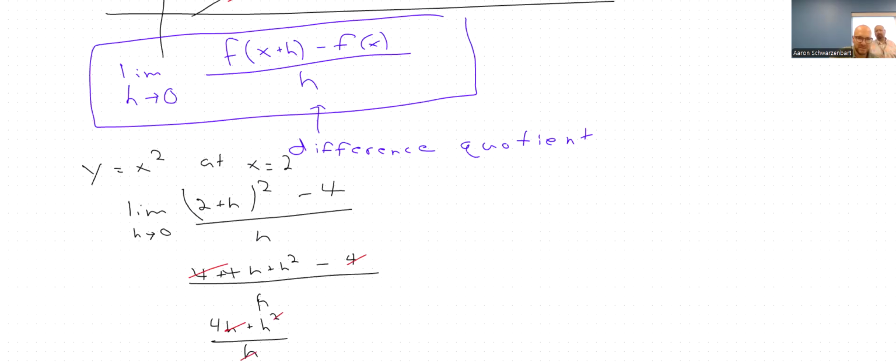And now it's time to write the fact. I haven't been writing the fact that this is a limit all along, but it still is. 4 plus h. Well, now as h goes to 0, 4. That makes sense? Not super bad. We're going to do a harder one now.